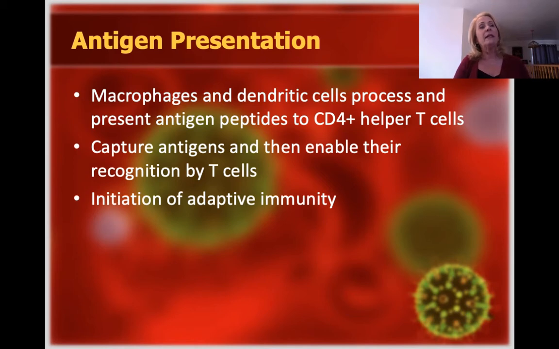And then this is the initiation of the adaptive immunity. So that means that the helper T cells, their big job is to release cytokines that then allow the cytotoxic T cells and the B cells to do their job.